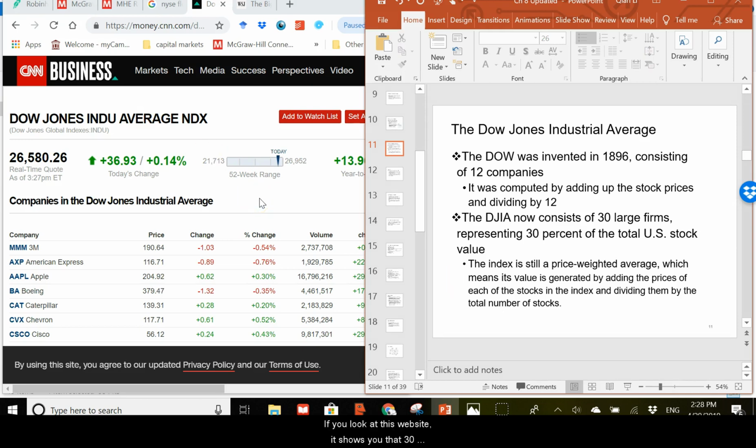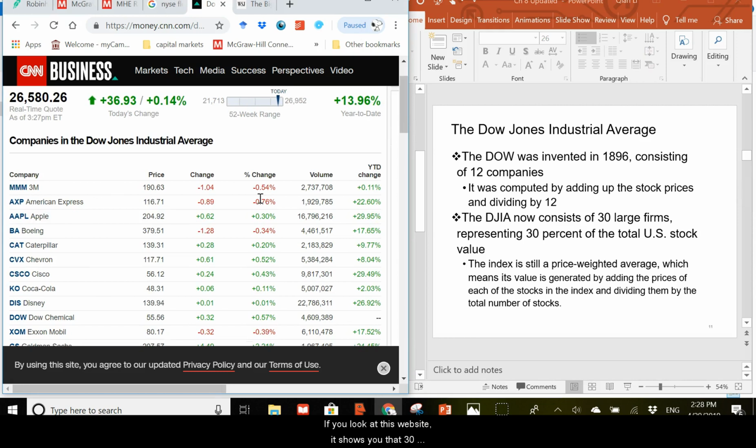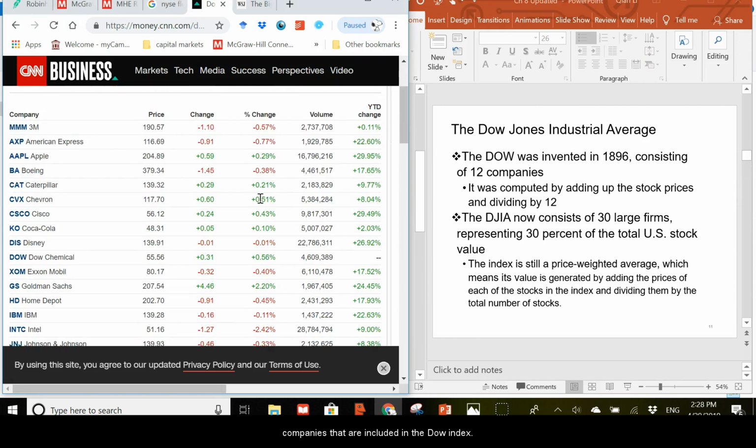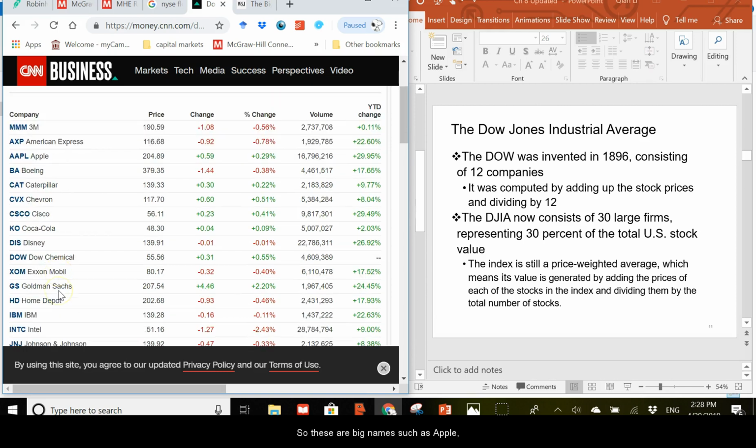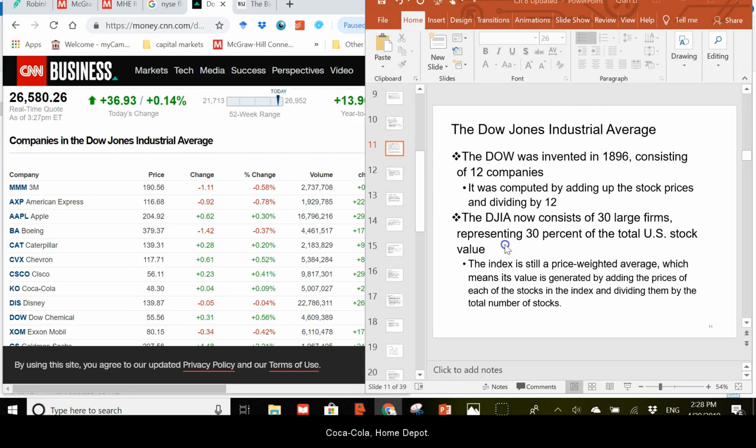If you look at this website, it shows you the 30 companies that are included in the Dow Index. So these are big names such as Apple, Coca-Cola, Home Depot. Another thing about the Dow is a so-called price-weighted average. That means you start the computation of the Dow by adding up the prices of each of these stocks and divide them by the total number of stocks, which is 30 here.